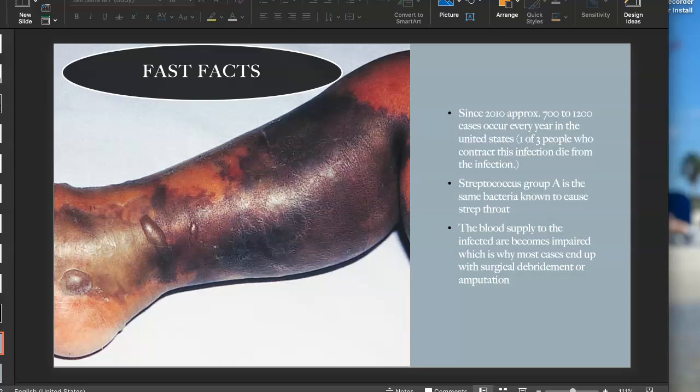The blood supply to the infected area becomes impaired, making it unavailable to fight the infection or also get the required antibiotics to the infection to fight the infection, which is why in most cases necrotizing fasciitis does end up with surgical debridement or amputation.